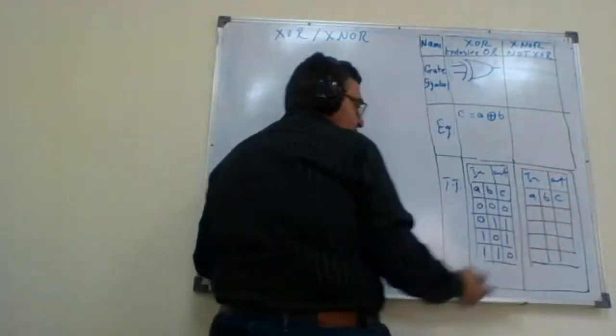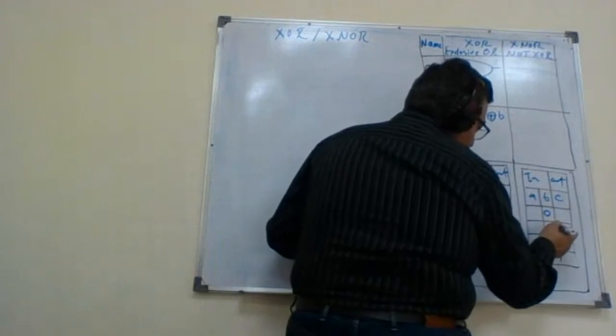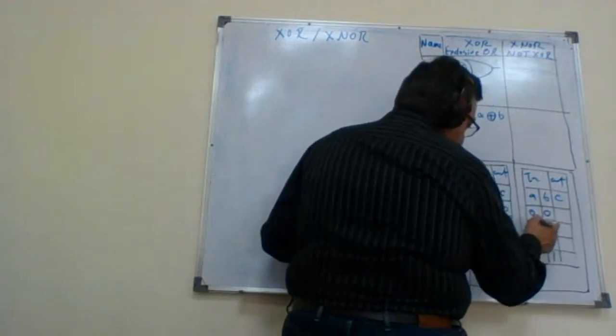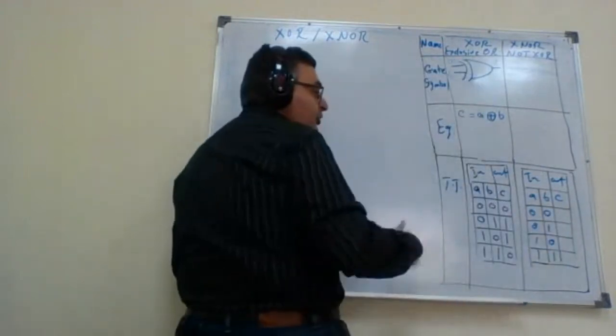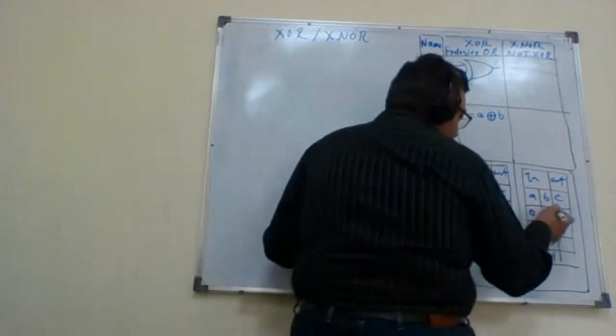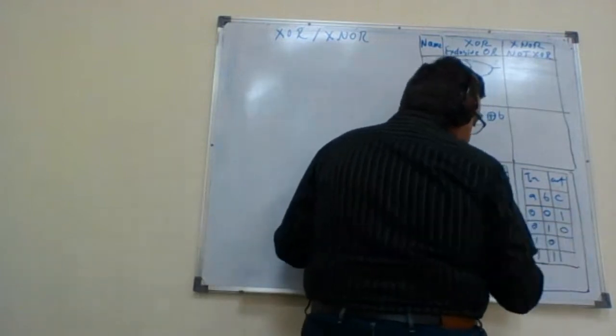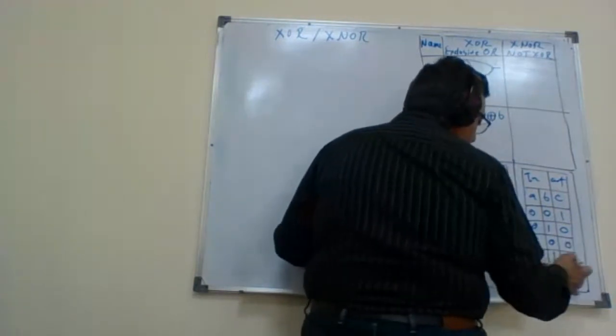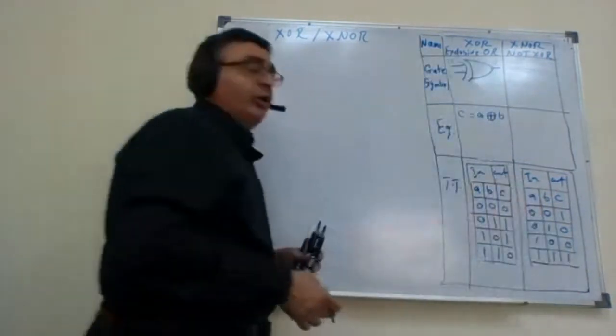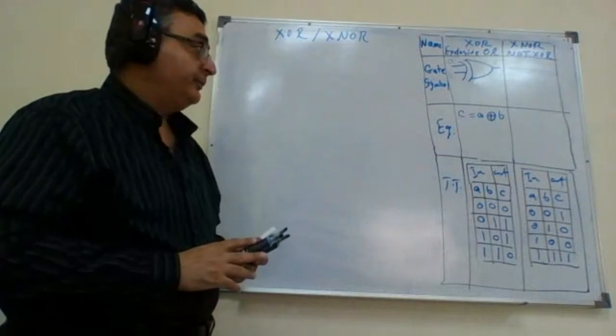A, B, and C. So B is 0, 1, 0, 1. A is 0, 0, 1, 1. Now XNOR, I have 0, 0 will be 1. 0, 1 will be 0. 1, 0 will be 0. And 1, 1 will be 1. Exactly the opposite of the XOR.